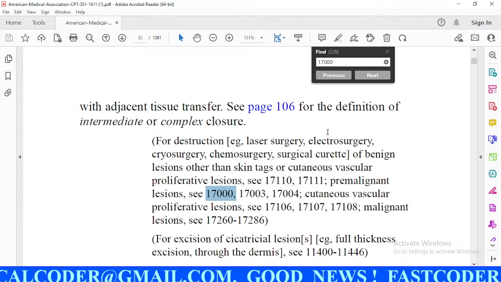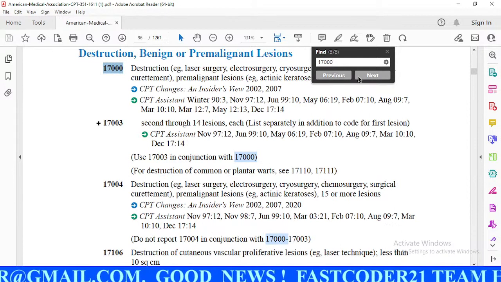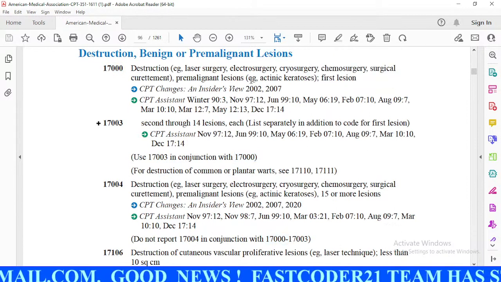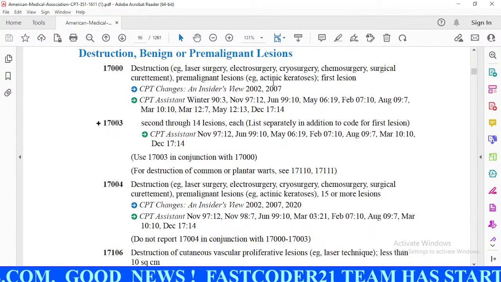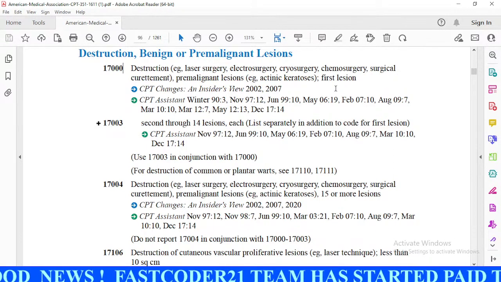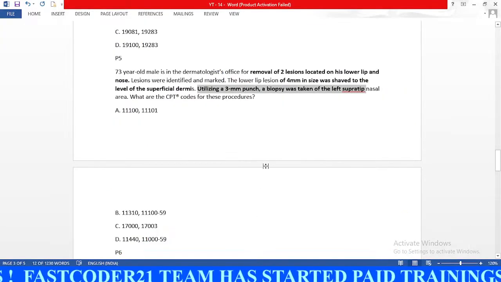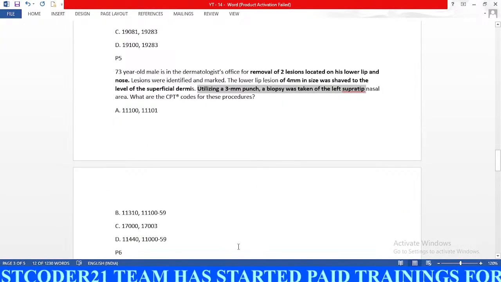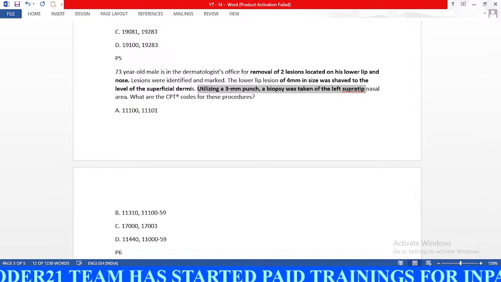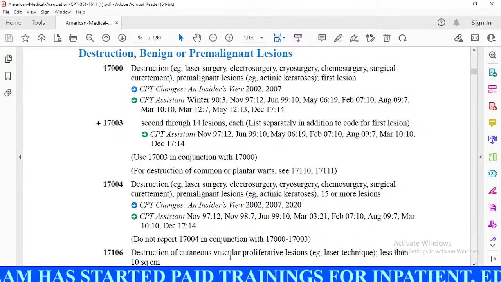So basically, it is a destruction of pre-malignant lesions like actinic keratosis. But based on our question, it is not actinic keratosis. So we can eliminate 17000, which is C also, and we will check 11440.